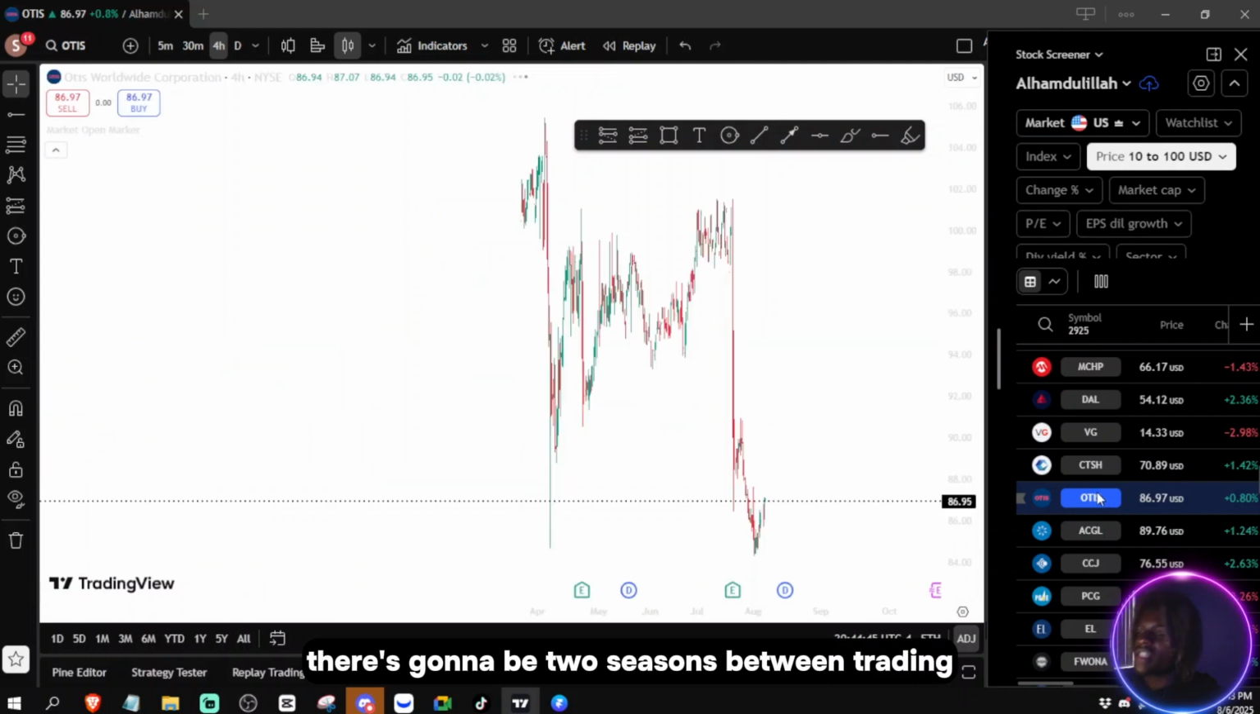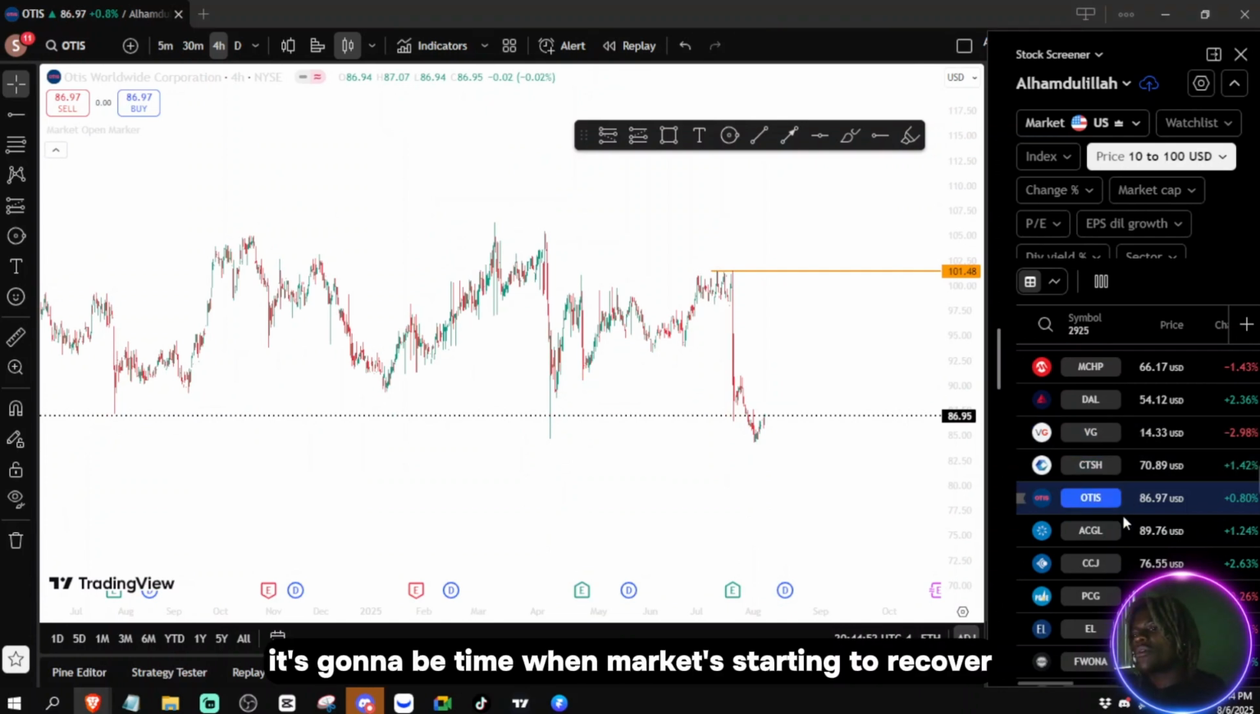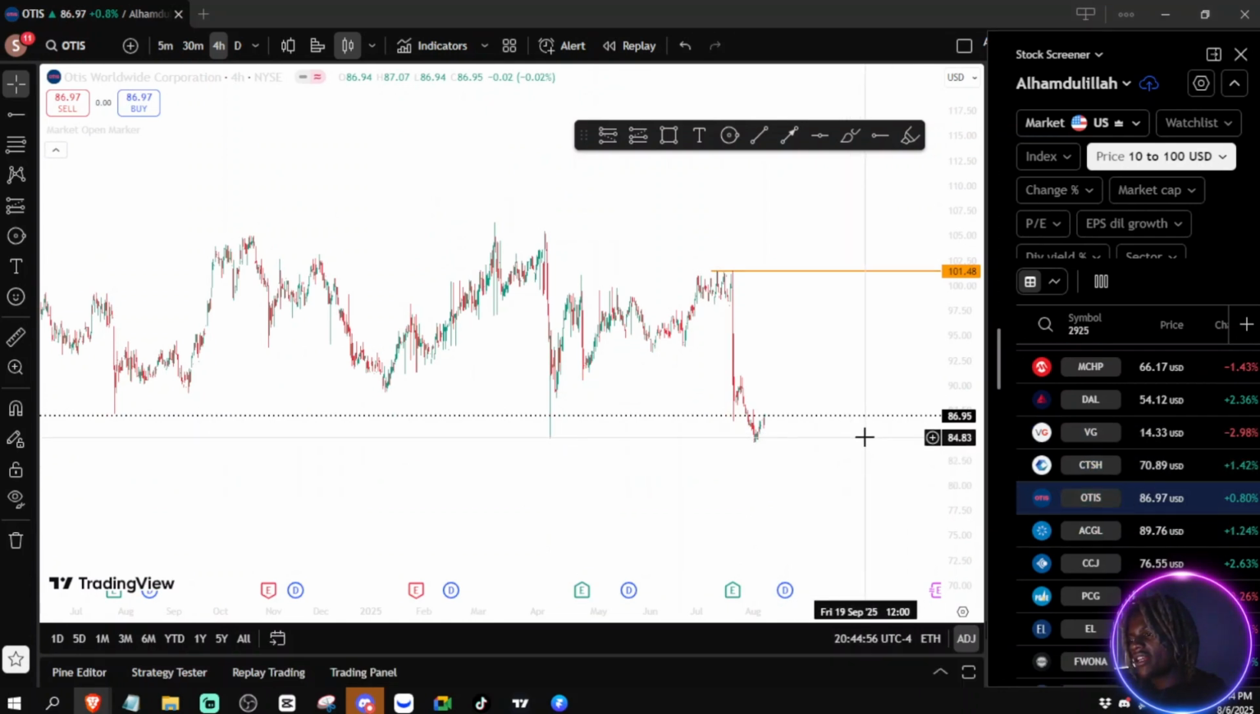There's going to be 2 seasons in trading: buying season and dumping season. There's going to be a time where the market's dumping, and there's going to be a time where the market's starting to recover, create ultimate lows, and then it's time to buy again.